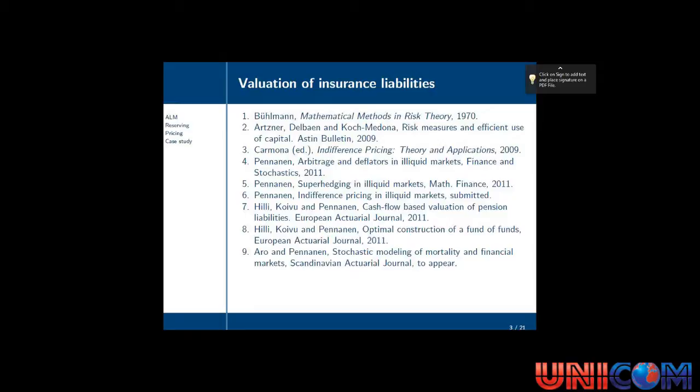And there's a more recent paper by Arsner, Delbain, and Koch-Medona where they take this hedging point of view for determining reserves for insurance liabilities. That is actually very close to what I'm looking at. But the main difference is that they were looking at a single period static model, and that's somewhat easier to deal with. But the issues and the notions are the same. And then there's a very nice collection by René Carmona. He edited a book on indifference pricing where there are many good papers on the pricing of insurance products.